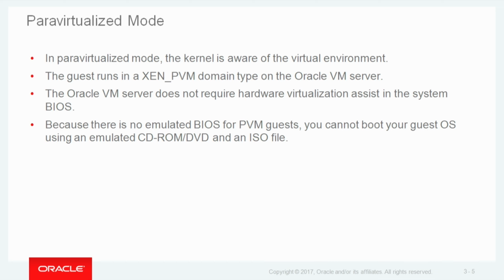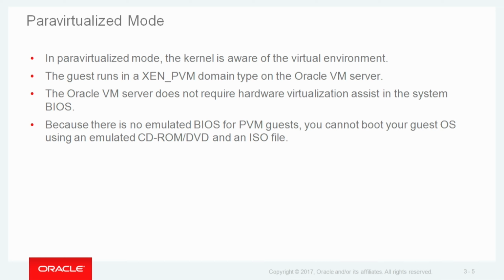The Oracle VM server does not require hardware virtualization assist in the system BIOS. So as you know, when you traditionally reboot or boot a server, you have the option to enter into the BIOS and to choose for the microprocessor in which the BIOS is running, which exactly the virtualization assist that you want to choose.